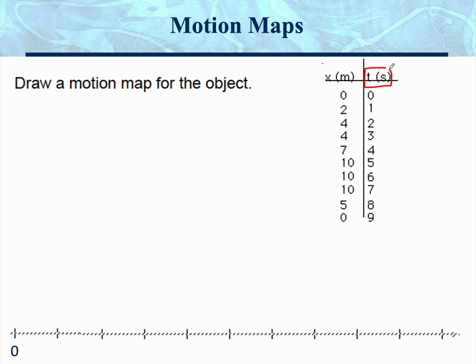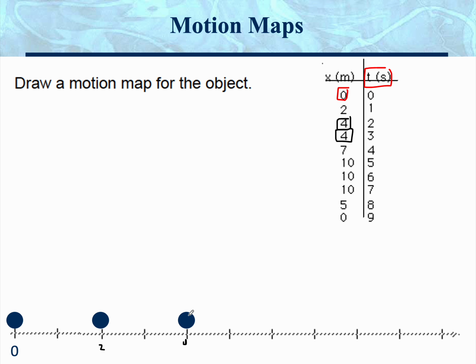At t equals 0, its position is 0. That's this one right here. At 1 second, it's at 2 meters. At 2 seconds, it's at 4 meters. Now, here's the issue. How in the world do you draw this when it stays at the same spot? So here's 2 meters, here's 4 meters. We just did this one. We're about to do 3 seconds where it's also 4 meters.